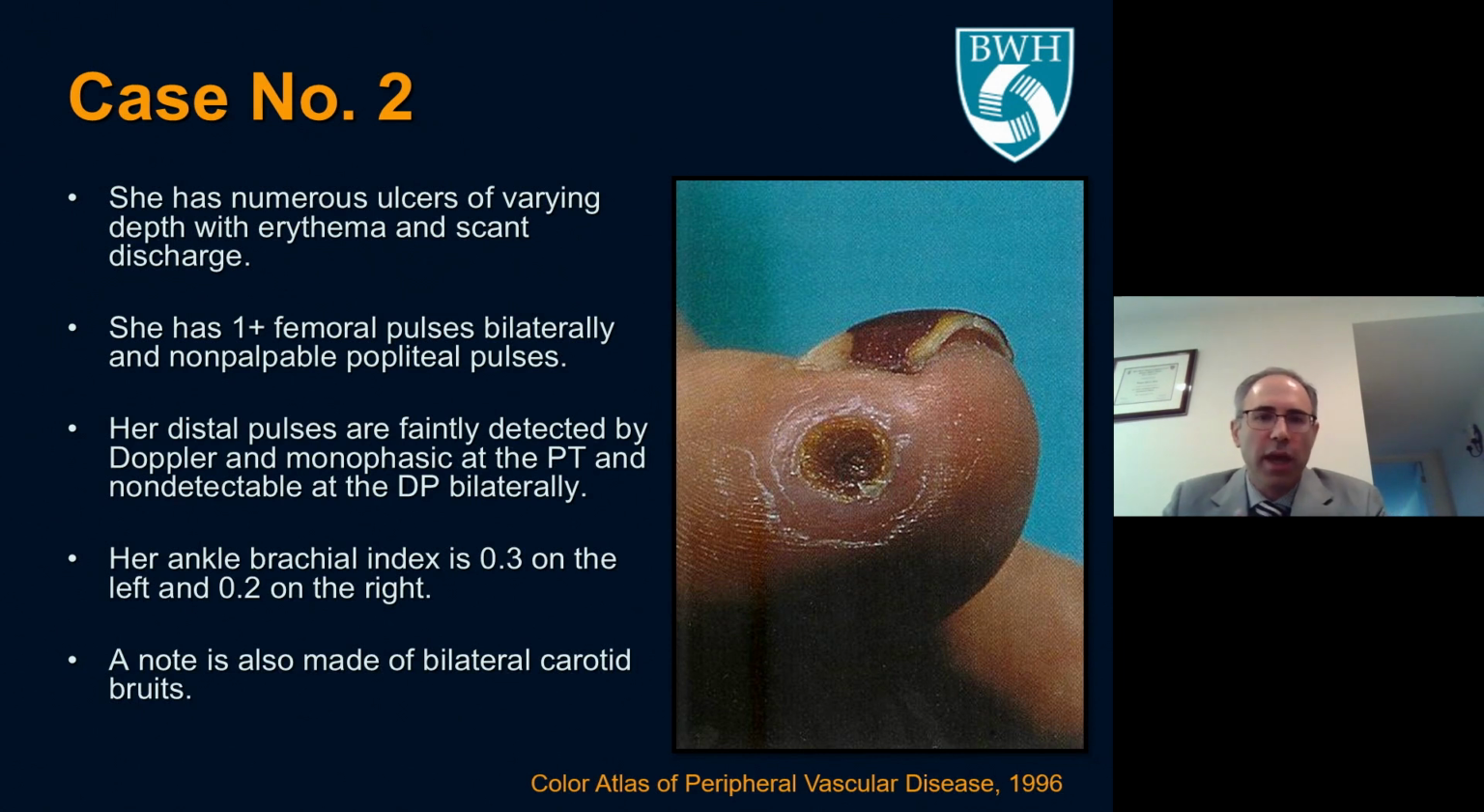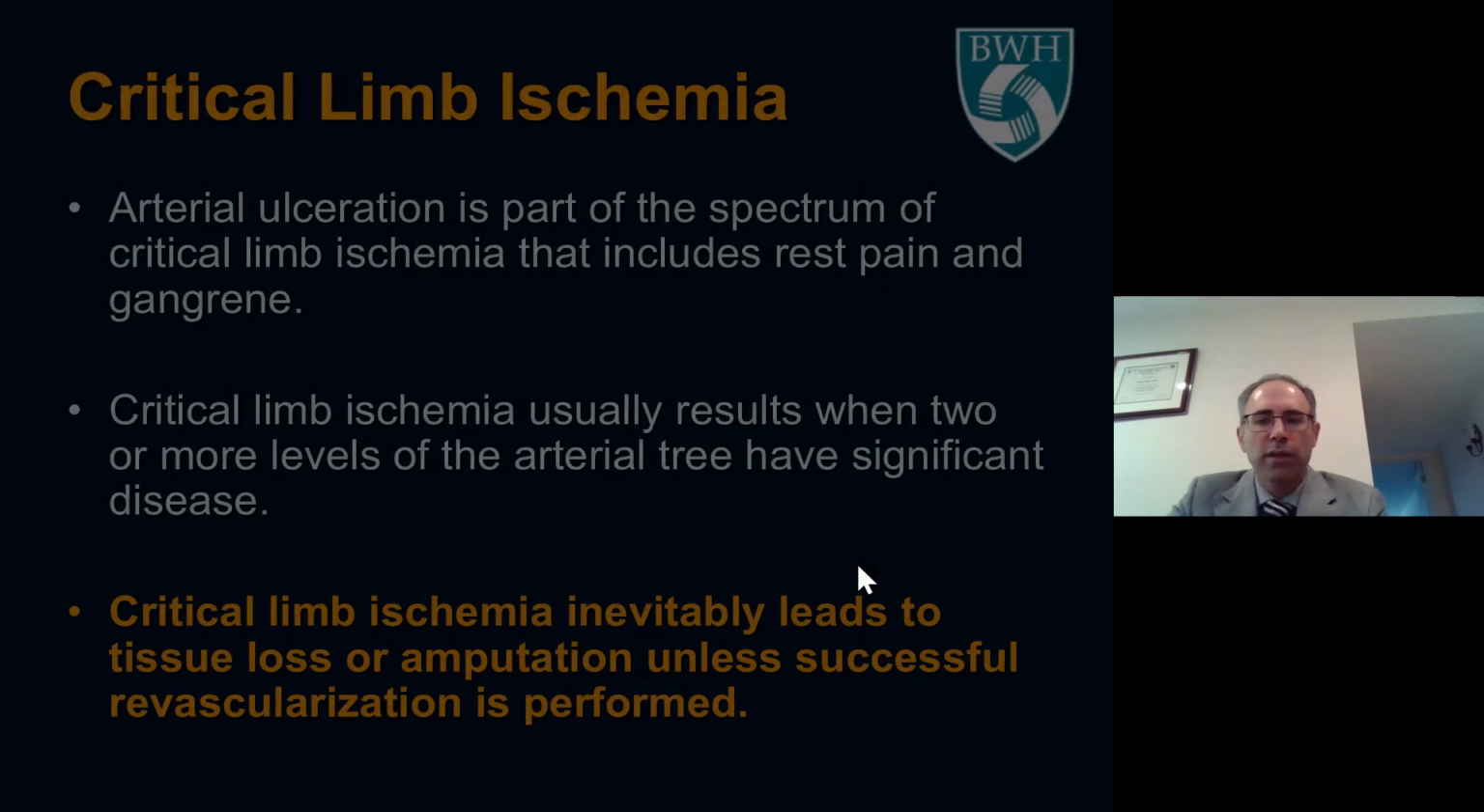And we do our exam, and she's got these numerous ulcers, varying depth with some erythema in places and a little bit of scant discharge. This is one of the drier ones. She has 1+ femoral pulses bilaterally and non-palpable popliteal pulses. You can barely Doppler her distal pulses at the PT, and you can't really get them at the DP bilaterally. Very depressed ankle brachial indices, 0.3 on the left, 0.2 on the right, and guess what? Also has bilateral carotid bruits. Here's an example of one of those.